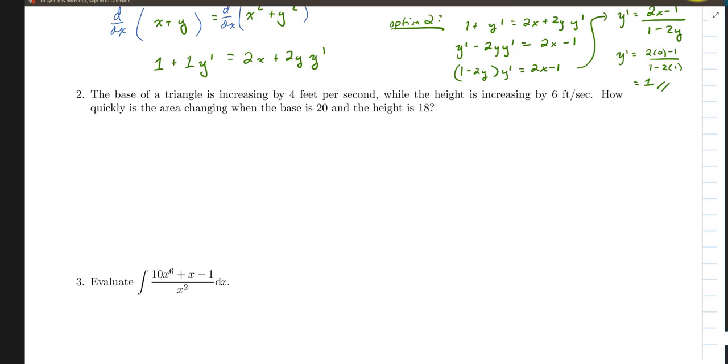We have multiple variables. In this case, we've got area, and we've got base, and we've got height. We've got multiple variables, and some of them we're told how they're changing, and then we're asked to find how the other one, the missing one, is changing.